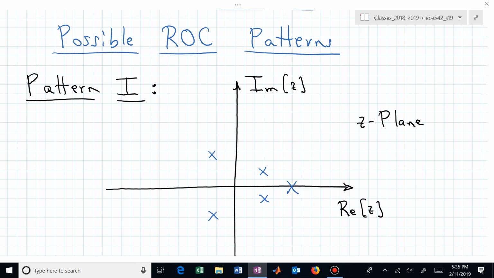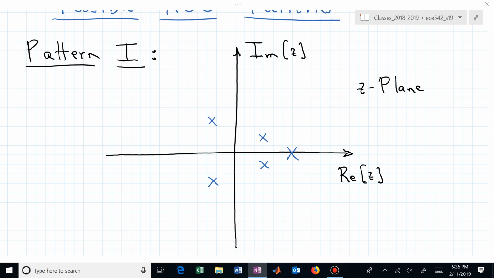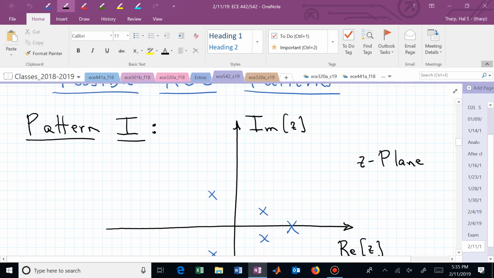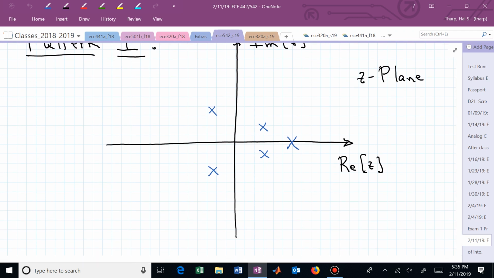So let's get started with different region of convergence patterns. I've now sketched ahead of time so that I could maybe draw a legible axis. It's still not very good, but you now have a real axis and an imaginary axis in the z-plane, and I've sprinkled 5 poles down on that z-plane. And for pattern number 1, not sure what color I want the region of convergence to be. Which of these poles is furthest away from the origin?